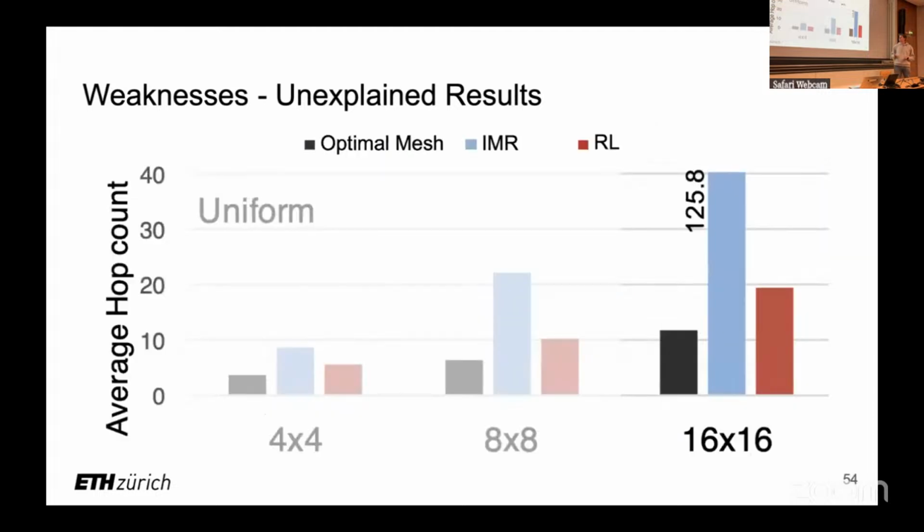I think they should. Another thing that I didn't understand about their results is that if you look at IMR, and at the average hop count this evolutionary algorithm produces, especially for bigger designs like 16 by 16, you see it's 125. It's almost 10 times the optimal mesh. So your packets travel 10 times the difference in your network.